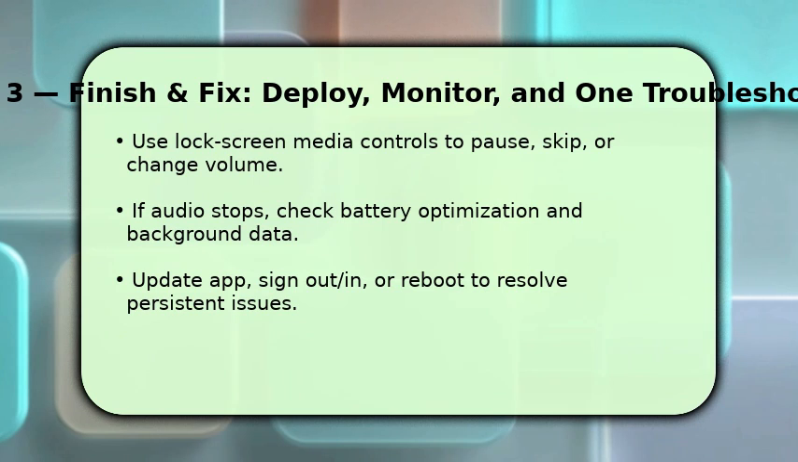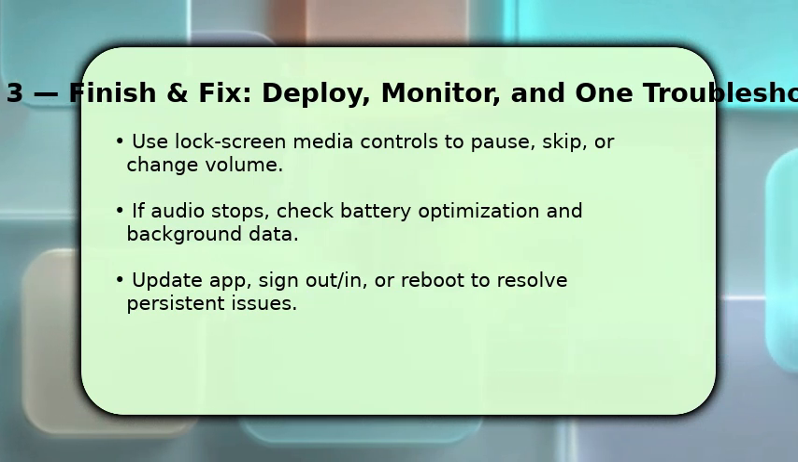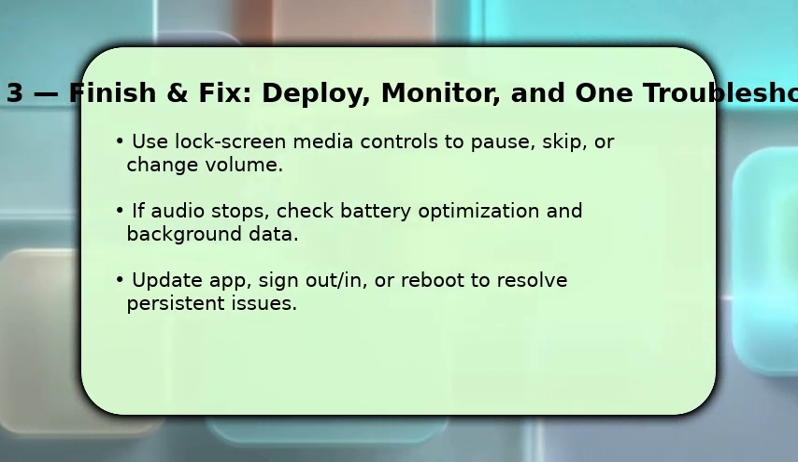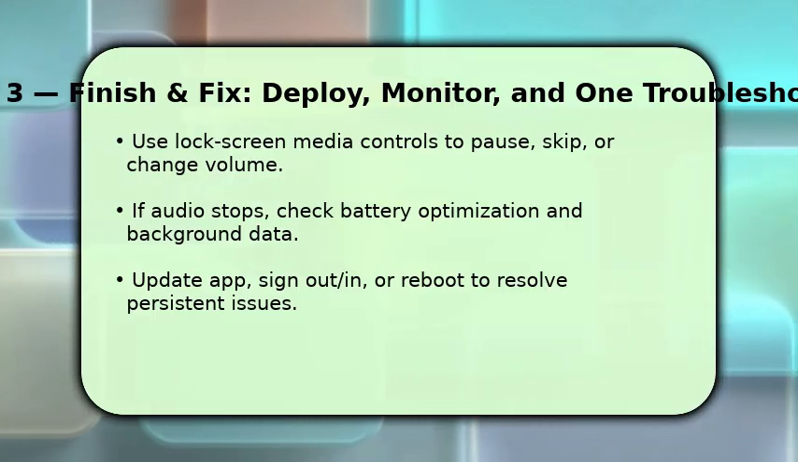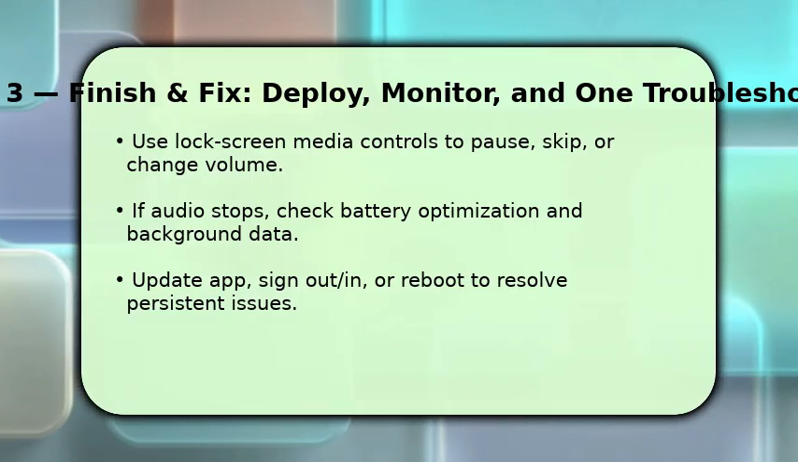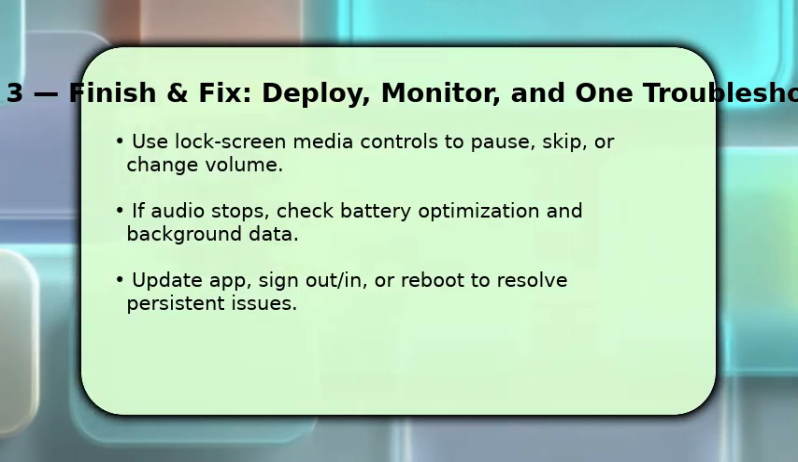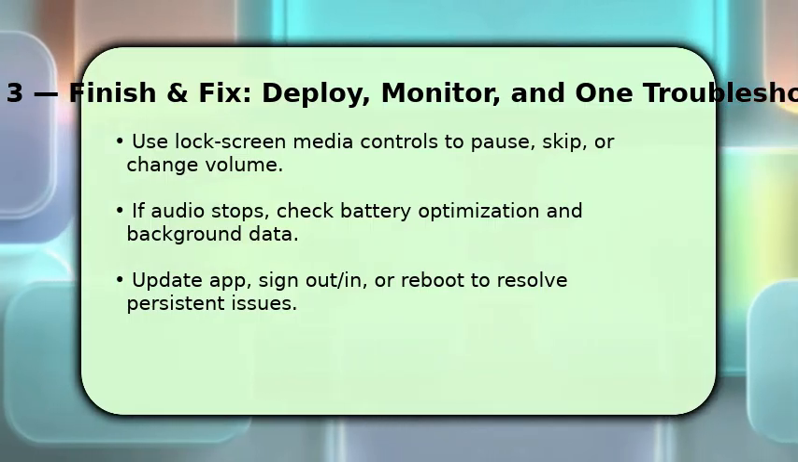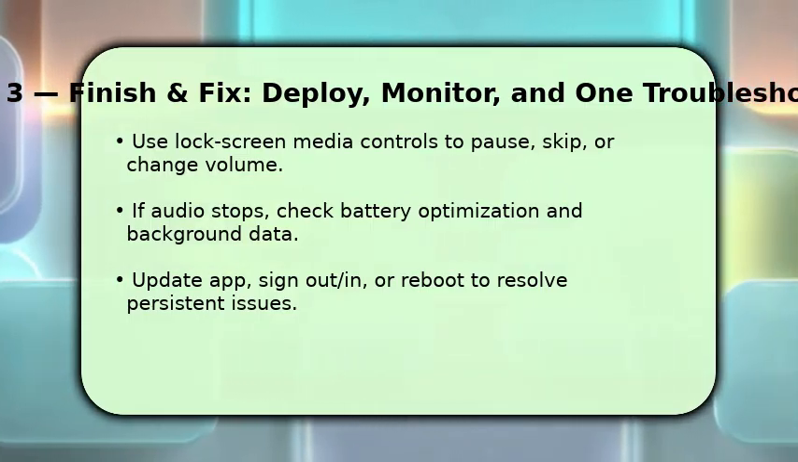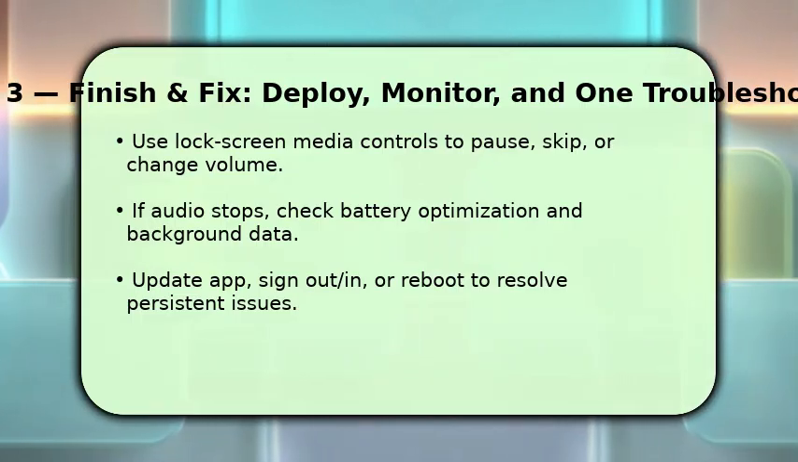If audio cuts out, make sure battery saver or app optimization isn't killing YouTube. Disable optimization and allow background data. Once done, update the app and try signing out then back in. If problems persist, reboot the device. That often clears stuck processes. These steps complete the setup and give one reliable troubleshooting tip to restore lock screen audio.